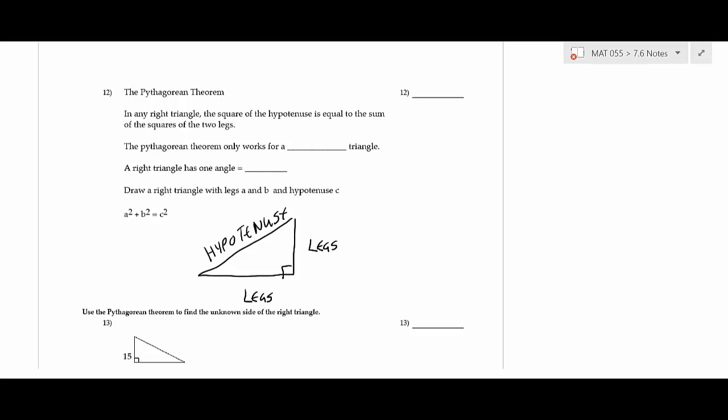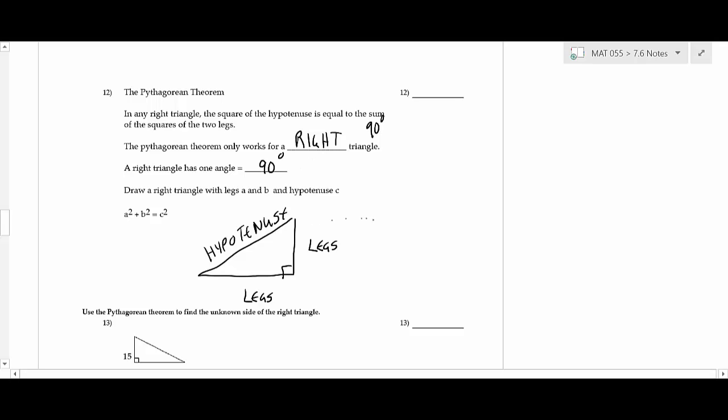So you want to make a diagram of that. A lot of times students only know a squared plus b squared equals c squared, but they don't know what it means. The a and b are the legs. The hypotenuse is the c, the longest side of the triangle. First of all, the Pythagorean theorem only works if you have a right triangle. A right triangle means you have a 90-degree angle in it. If it doesn't have a 90-degree angle, then the Pythagorean theorem's useless. A right angle, of course, is 90 degrees.